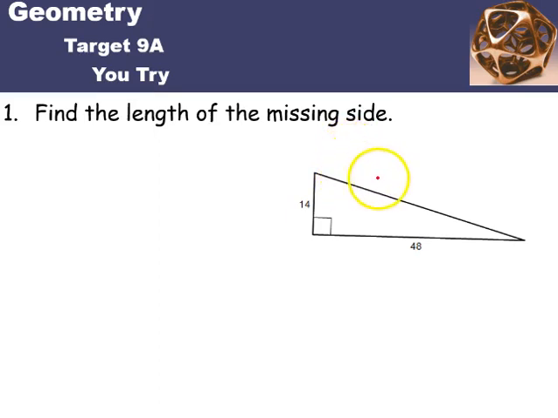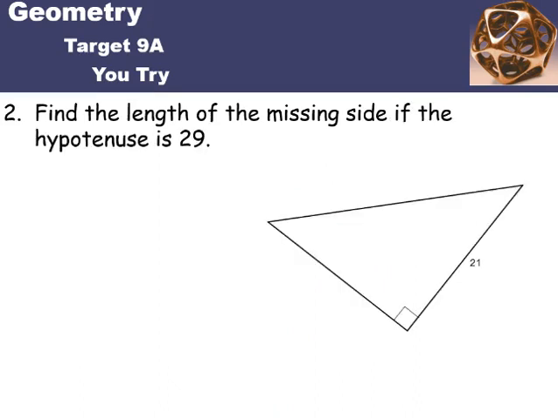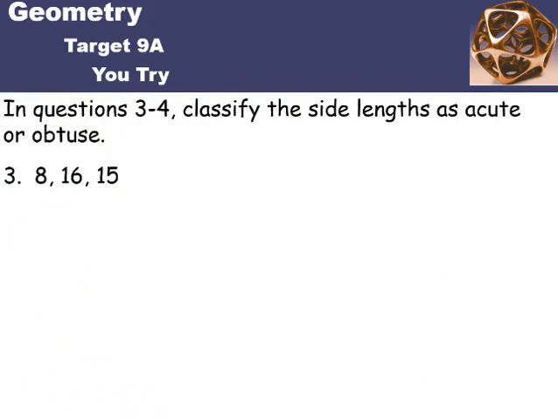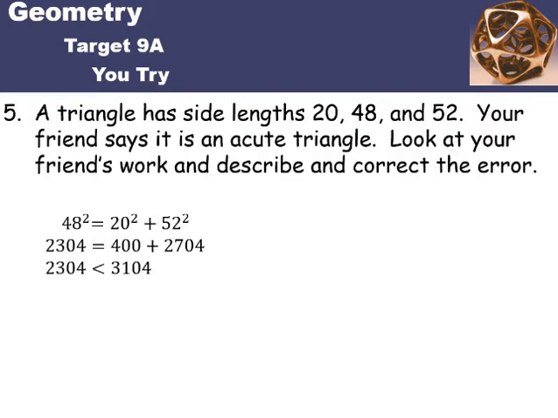Okay, so we have to find the length of the missing side for problem number 1. For problem number 2, we have to find the length of the missing side when we know one side is 21 and it tells us some information about another side. And then in 3 and 4 we have to decide if the triangle is acute, obtuse, or right. And again for 4 and 5, you have to describe and correct any error that you find. Okay?